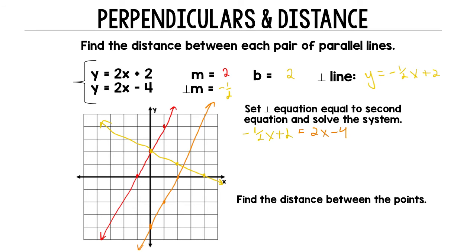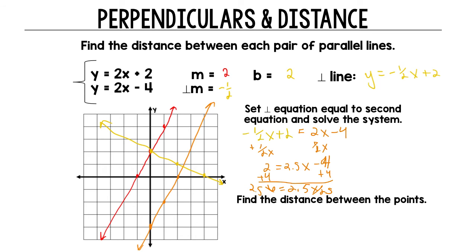Now we solve for x. I'm going to add 1/2 x to each side. And that gives us 2 equals 2.5x minus 4. I usually hate decimals. Today I'm going to do it. Then we're going to add this 4 to each side. We've got 6 equals 2.5x. We divide both sides by 2.5.